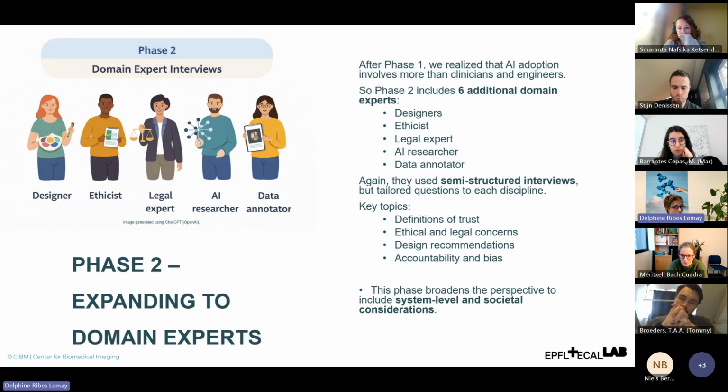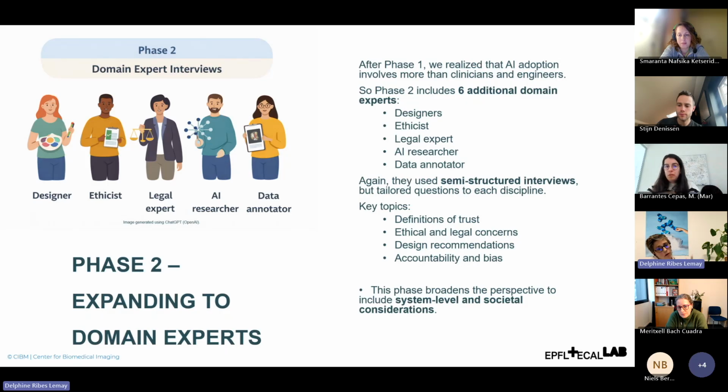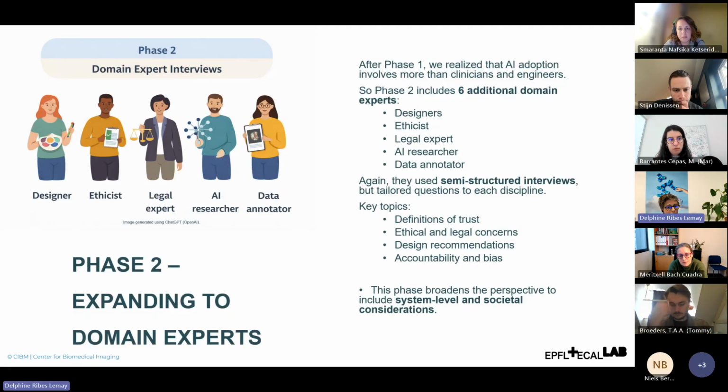So after phase 1, we realized that AI involved more than clinicians and engineers. So we decided to include other types of stakeholders. And again, we did semi-structured interviews, and each time it was tailored to each discipline. We wanted to have some definition of trust, some ethical and legal concerns about AI, some recommendations of people who already did that, and understand a little bit the terminology like accountability and bias. So this phase helped us to open the perspective into a system level and all the societal considerations.